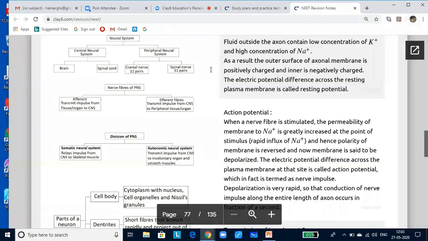31 pairs of spinal nerves include 8 pairs of cervical nerves, 12 pairs of thoracic nerves, 5 pairs of lumbar nerves, 5 pairs of sacral nerves, and 1 pair of coccygeal nerves. Now, the peripheral nervous system includes the autonomic nervous system, and this was discovered by Langley. It is entirely motor and operates without conscious control. Autonomic nervous system consists of two divisions, sympathetic nervous system and parasympathetic nervous system.